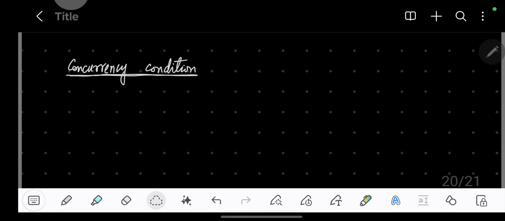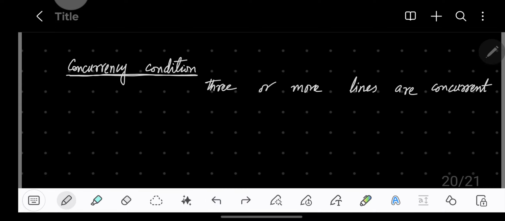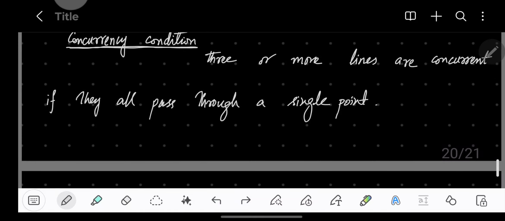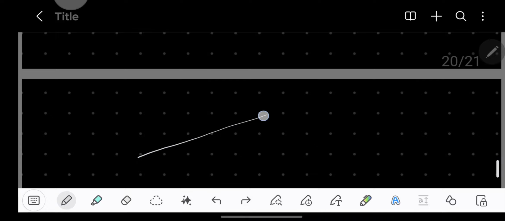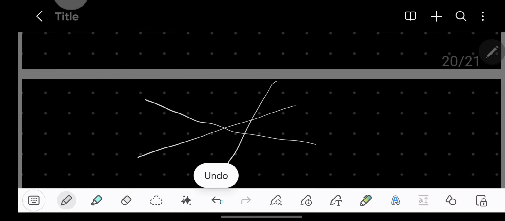So now in this video, we will study the concurrency condition. So what is the concurrency condition? If there are 3 or more lines, then we say that they are concurrent if they all pass through a single point. For example, this is a line, this is another line, and this is another line. But they are not passing through a single point, so we will say that they are not concurrent.